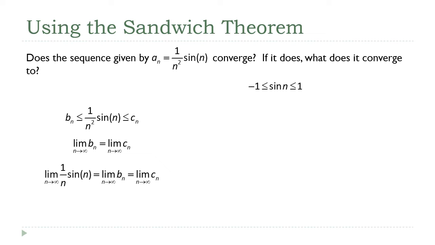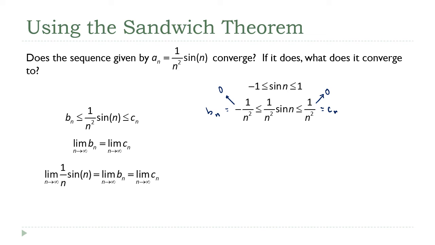Now, I'm going to take all three parts of this inequality and divide it by n squared. And I can do that. I don't have to worry about the direction of the inequality or anything because n squared is always positive. Now, these two sequences here that I just created, the one on the outside here, 1 over n squared, that converges to 0. And this one over here, that one also converges to 0. So these are going to be the c sub n and b sub n in the theorem.